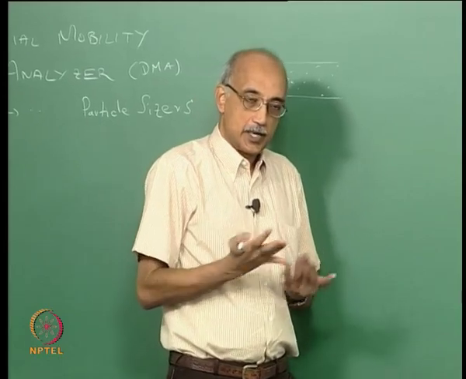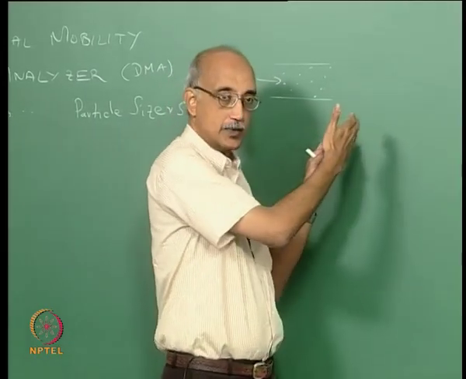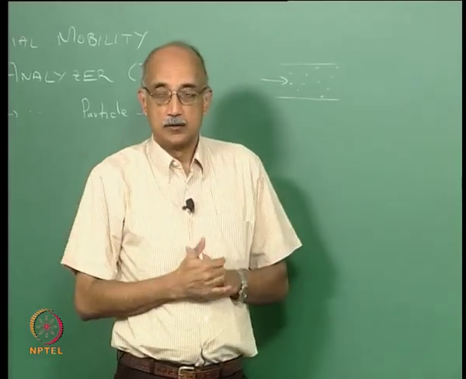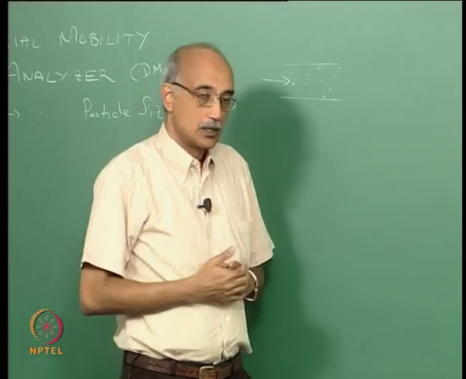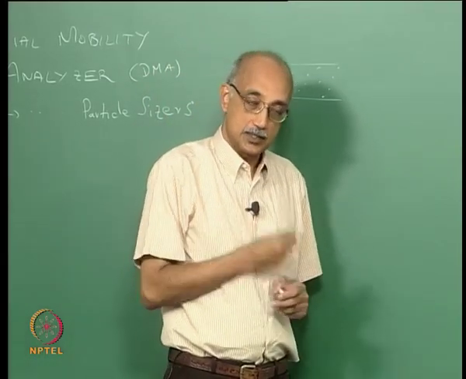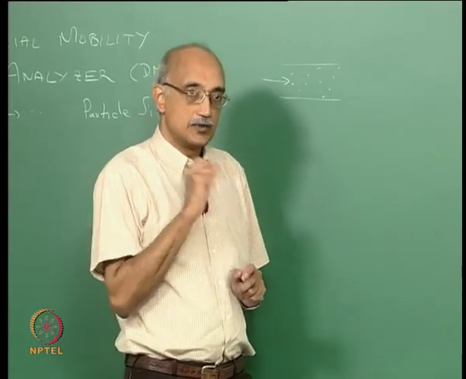So in a cascade impactor, you are again classifying by size, but the largest particles will get captured in the first frame and the finest particles will get captured in the last frame. A diffusion battery works on a very similar principle, except that in this case the finest particles will actually be captured in the first screen.